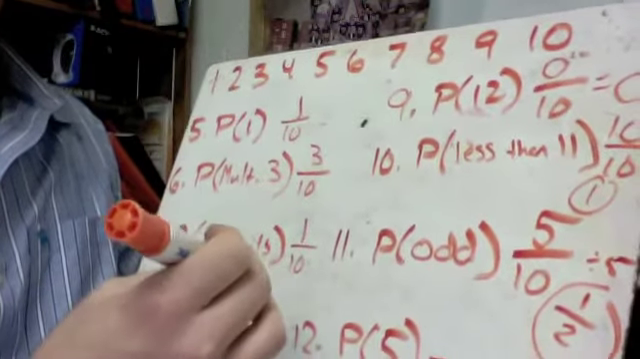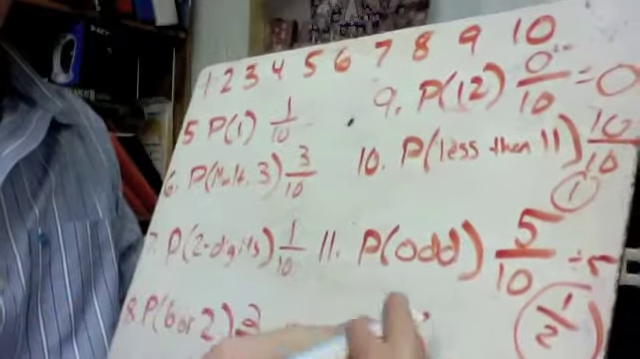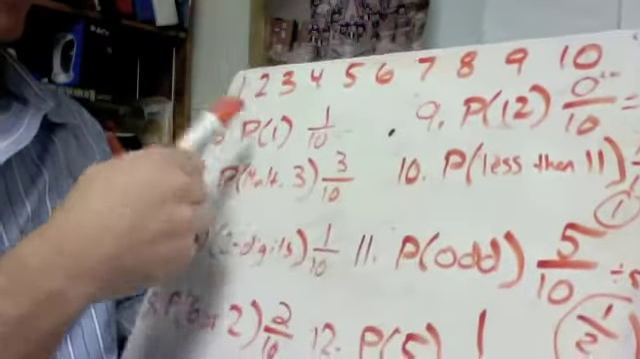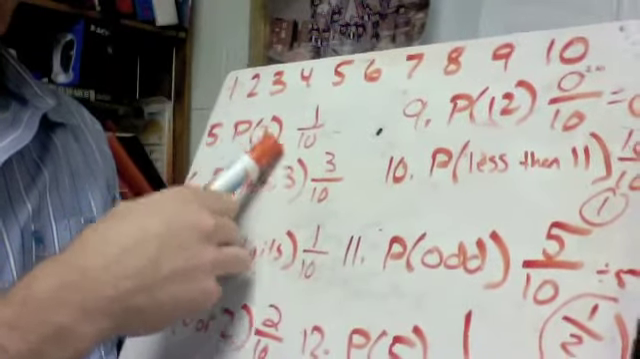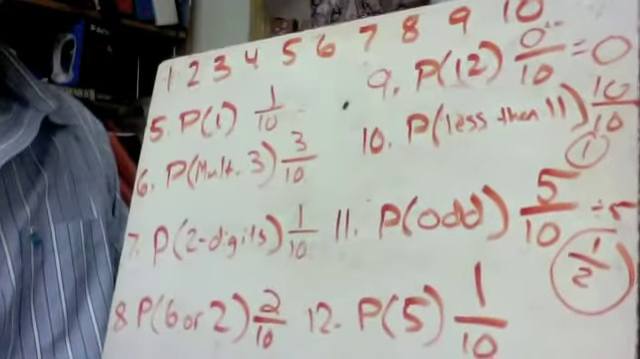And then the probability of getting a 5, there's only one 5, so again, just like the probability of getting a 1, there was only one 1, they're both 1 out of 10.